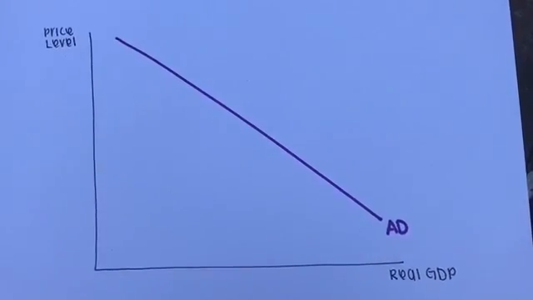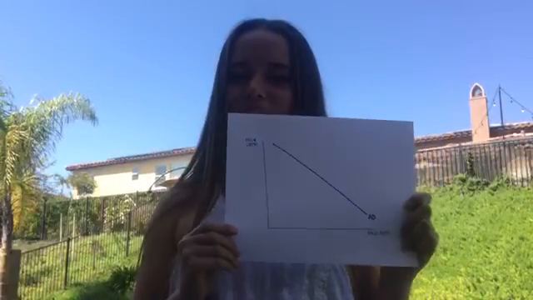And we're going to teach you about aggregate supply and demand. Let's start off with aggregate demand. Here we have an aggregate demand curve. The aggregate demand curve shows the relationship between the price level and quantity of real output demanded by households, firms, and the government. This curve is downward sloping for three different reasons.